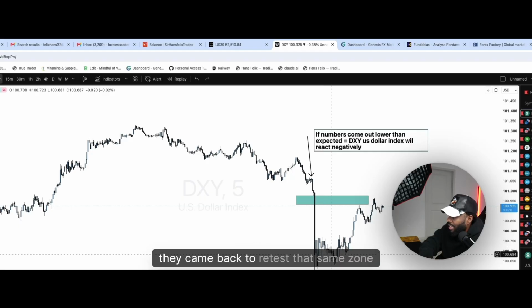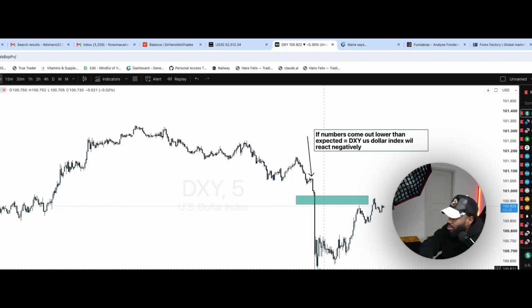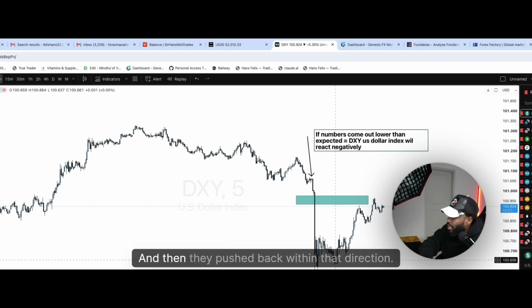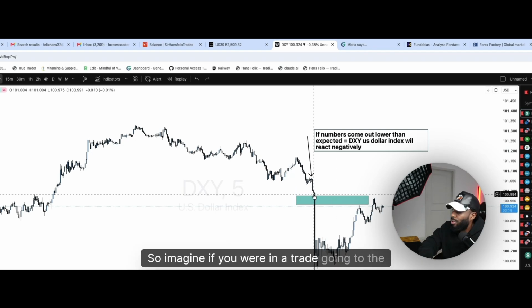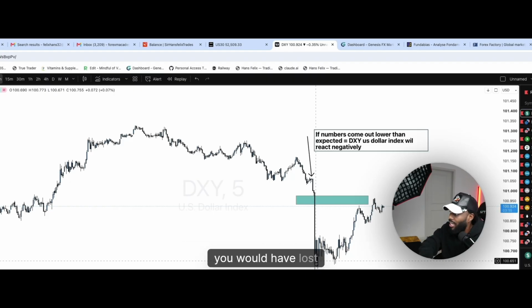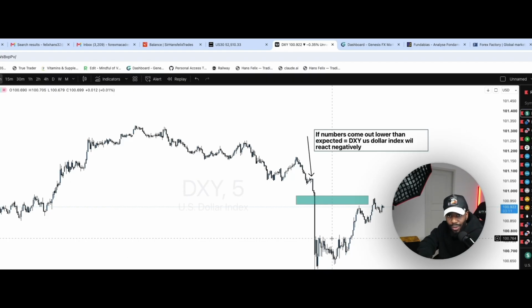They came back to retest that same zone later on, not too long after, right? And then they pushed back in that direction. So imagine if you were in a trade going to the downside, you would have lost those positions by staying in too long.